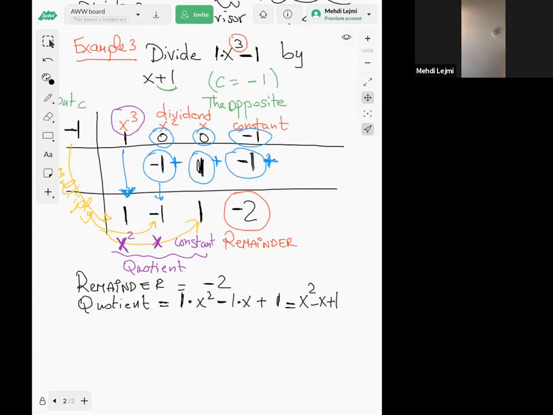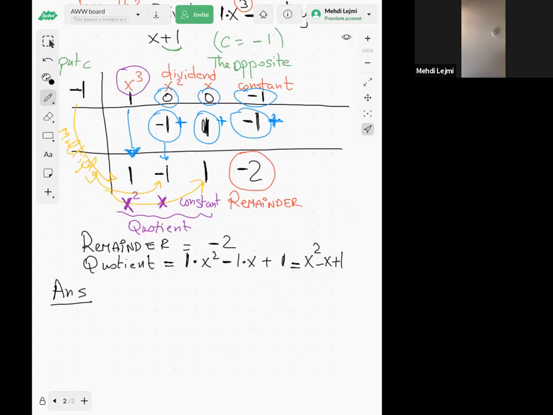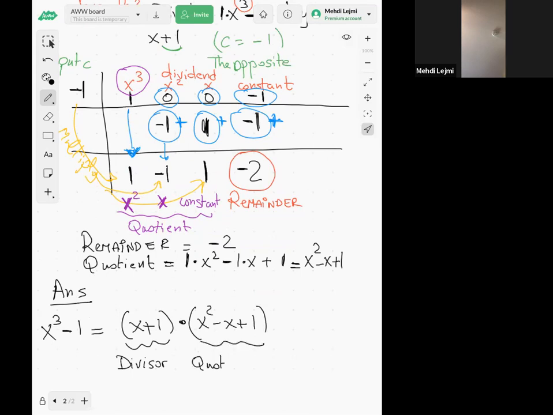Okay, so then your final answer should be of this form. So my dividend was x cubed minus 1. We divided it by x plus 1, so my divisor is x plus 1. Divisor times the quotient, the x squared minus x plus 1. That's my quotient. And we are left with, of course, -2, so plus the -2. So this is my remainder. All right.